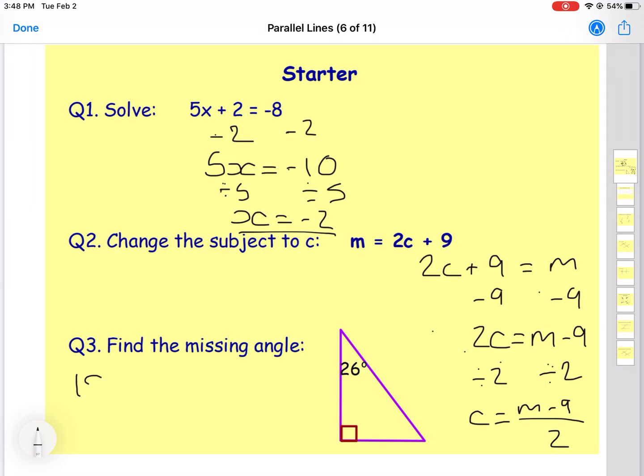Question 3, we have got angles in a triangle. All of those add up to 180. The right angle down the bottom there is 90. Take that away with the 26 from 180. When we do that then, we will get an answer of 64 degrees, which has to be our missing angle.